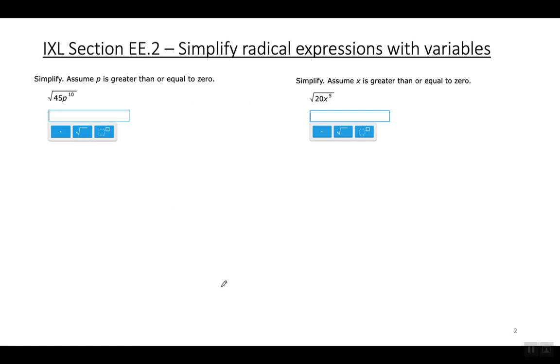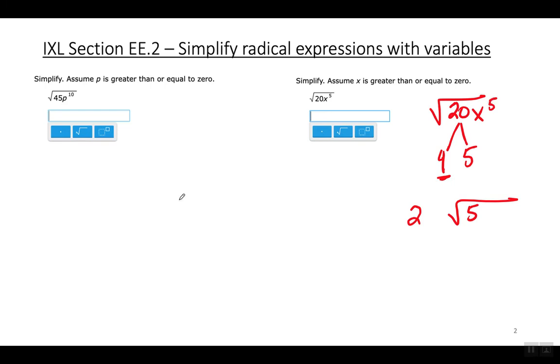Let's look at the next example. So square root of 20 x to the 5th power. All right, so again, the 20 is easy, or it should be easy by now. You do 4 times 5. The square root of 4 is 2. And I can't do anything with the square root of 5, so the 5 stays underneath the radical sign, okay?